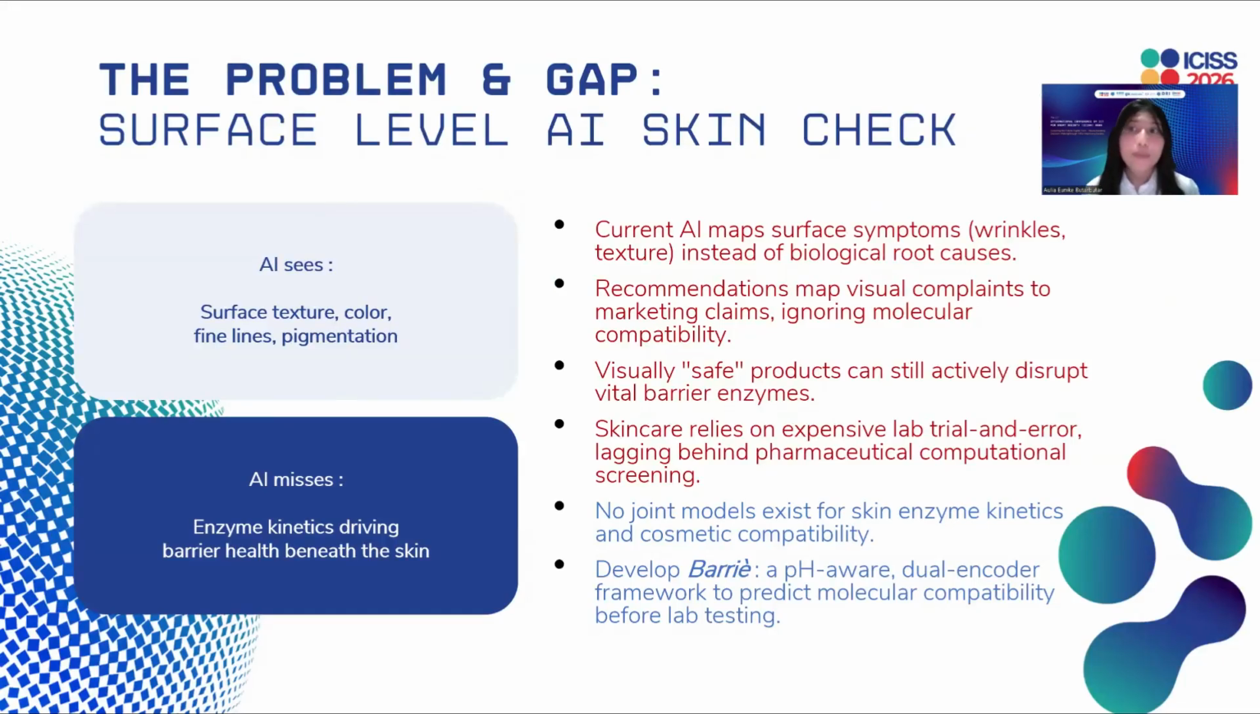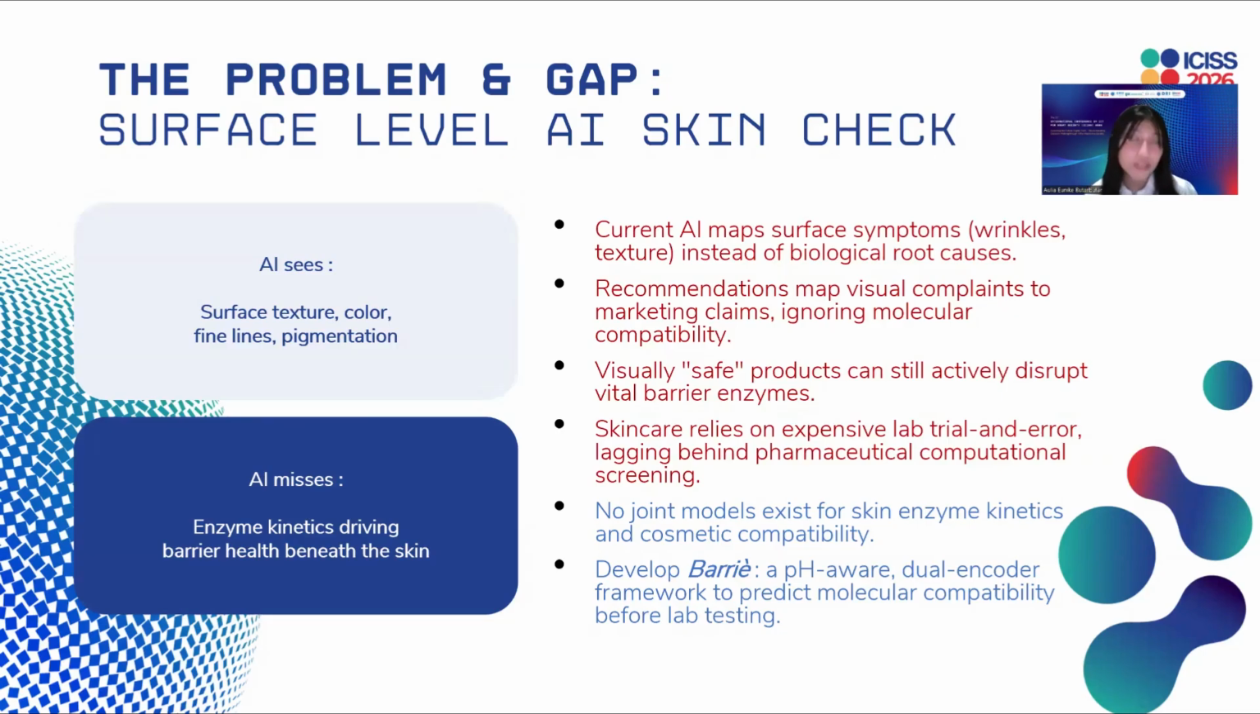All right, most AI skin tools today only focus on the surface, analyzing photos for wrinkles or uneven textures. While helpful, this is purely descriptive. It tells us what is visible, but not what is actually happening at a biochemical level. Because of this, a product might simply pass every visual check, yet actively disrupt the enzymes responsible for rebuilding your skin barrier. A photo simply cannot catch that molecular interaction.